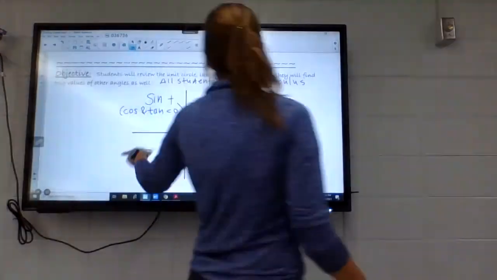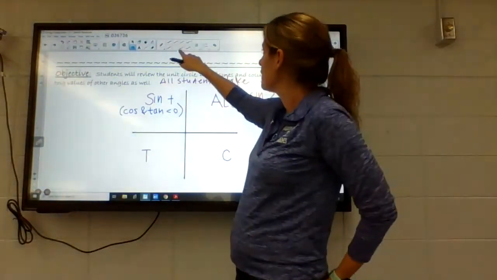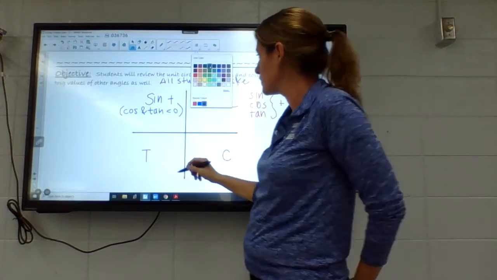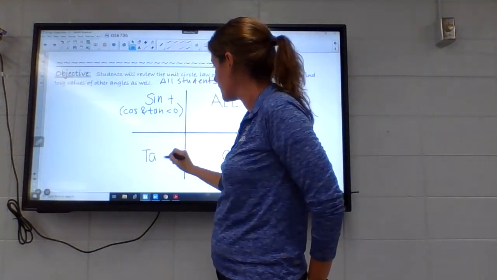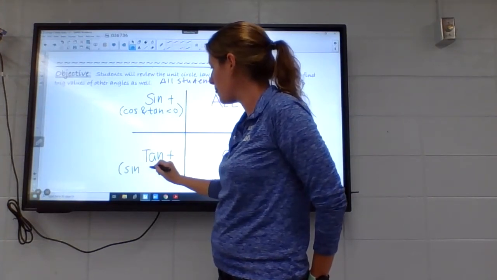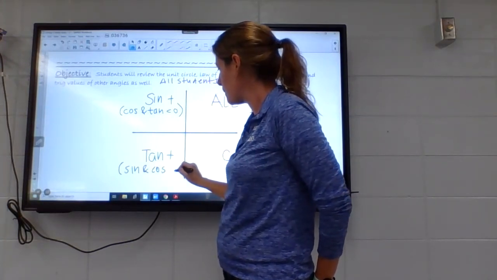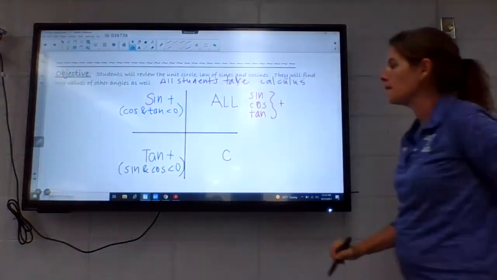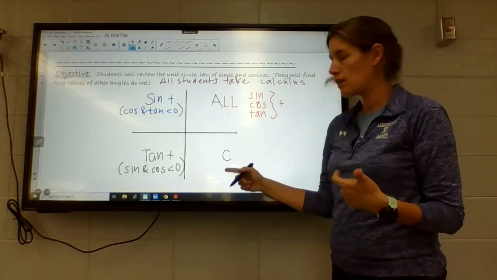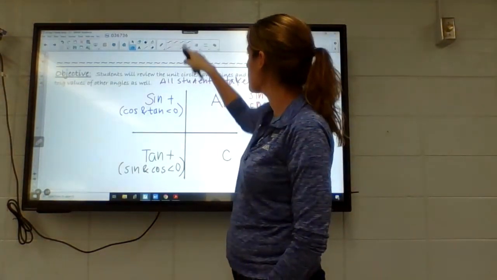All right, what do you think about the lower corner then? Only tangent. Only tangent is positive. I know you guys are. So that means sine and cosine are negative here. And in all students take calculus, the C, cosine, is only positive there.